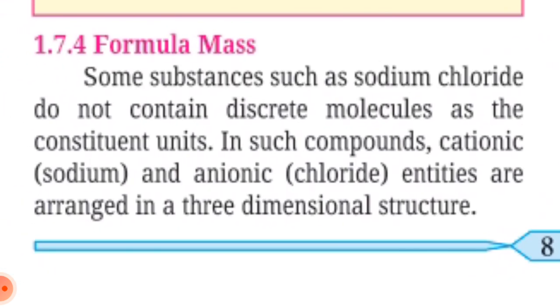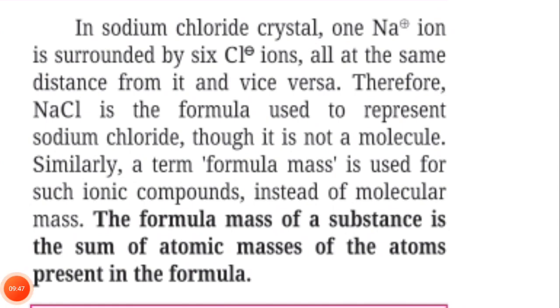Formula mass. Some substances such as sodium chloride do not contain a discrete molecule as a constituent unit. In such a compound, cationic sodium and anionic chloride entities are arranged in a three-dimensional structure. In a sodium chloride crystal, one Na+ ion is surrounded by 6 Cl- ions, all at the same distance from it, and vice versa. Therefore, NaCl is a formula used to represent sodium chloride, though it is not a molecule. Similarly, the term formula mass is used for such ionic compounds.